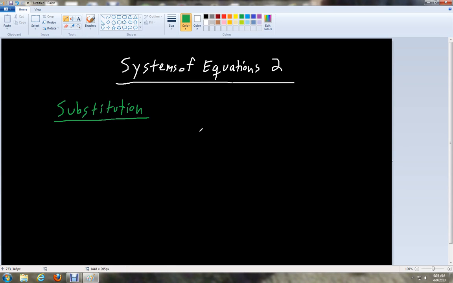Substitution is a special technique we can use to solve a system of equations, two equations with two unknowns, and we could even do bigger systems, like three equations, three unknowns, and so forth. But for right now, we're just going to stick with the simple case of two equations, two unknowns, before we work even more complex examples.